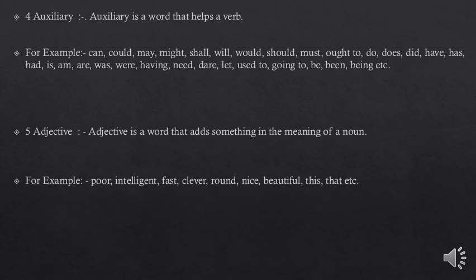Now let us talk about the auxiliary verb. In the previous slide we studied the verb. And what is the auxiliary verb? Auxiliary means secondary. In any sentence, two types of verb are available. First is the main verb and second is the auxiliary verb.